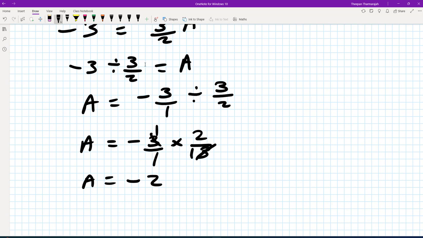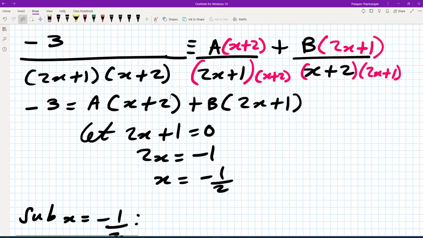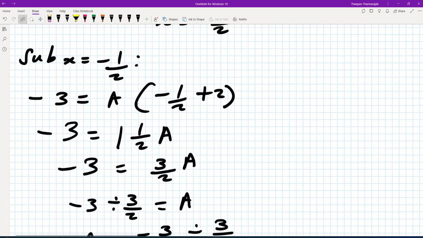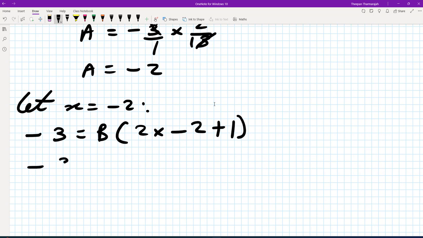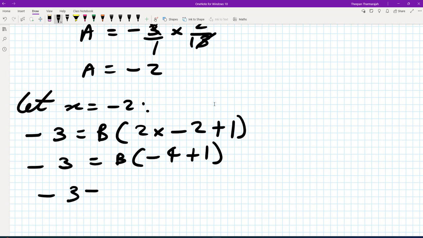So now we need to make the other bracket equal to 0. To make the a bracket 0, we're going to let x equal minus 2. So we get minus 3 is b bracket 2 times minus 2 plus 1. So minus 3 is b times minus 4 plus 1. So minus 3 equals minus 3b. So b equals positive 1.